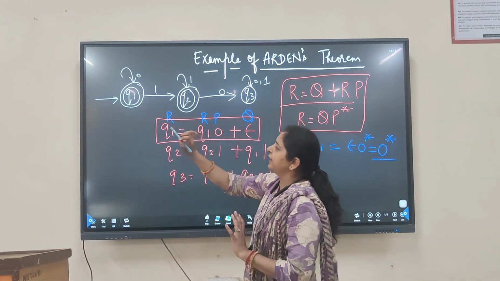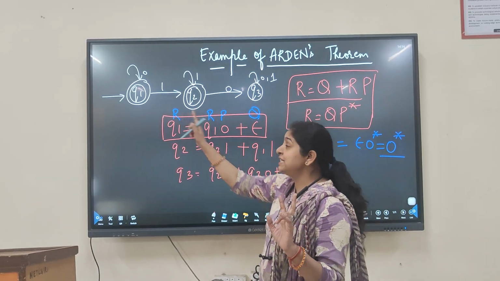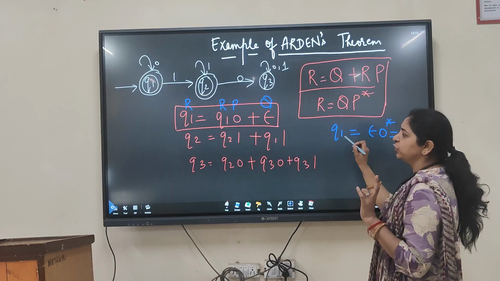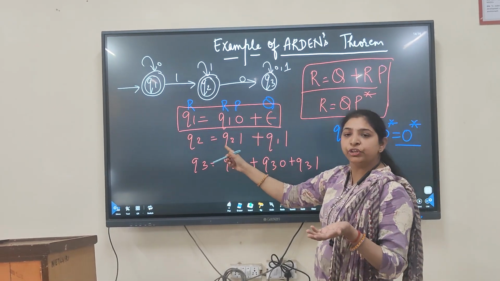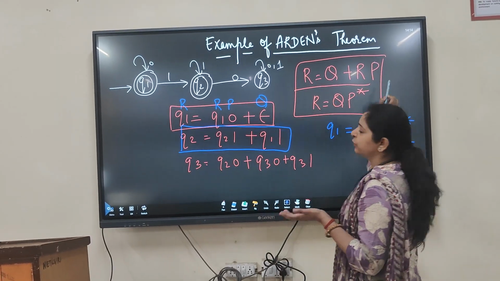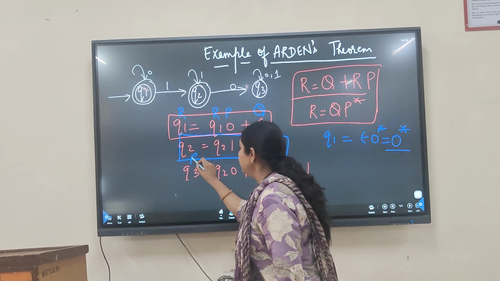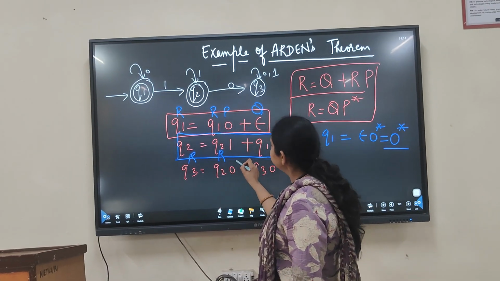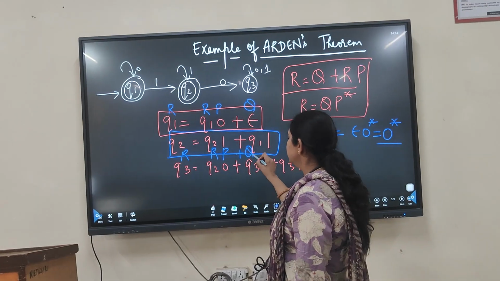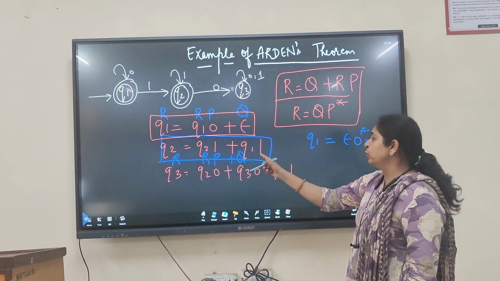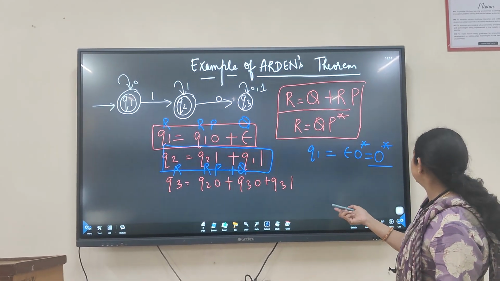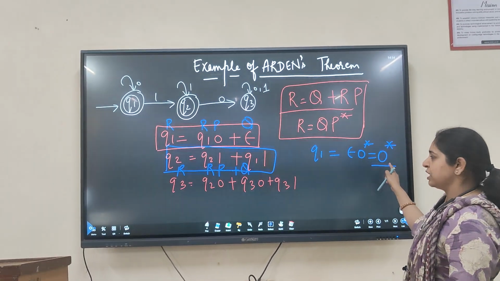Now you can see from the diagram that this automaton has two final states, Q1 and Q2. You have found the expression for Q1, and in the same way you have to find it for Q2 also. So I compare this equation with R is equal to Q plus RP. Anything written with R is P, and the thing which is in addition is Q. You can see it is Q1 1. You have already found the value of Q1 as 0 star. So in the next step, I will substitute Q1 as 0 star here.